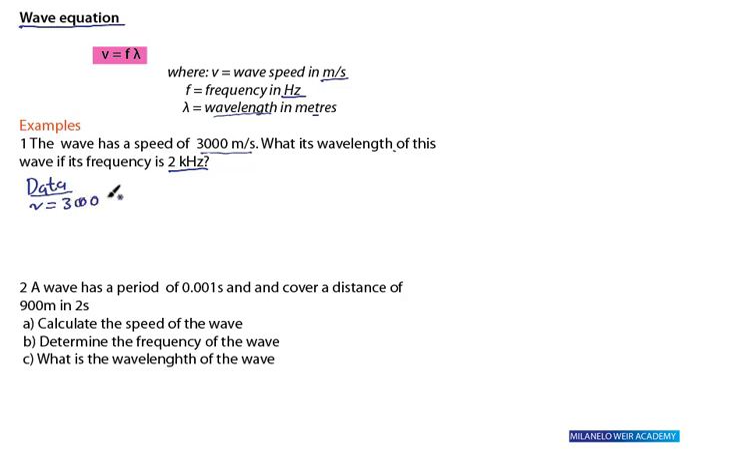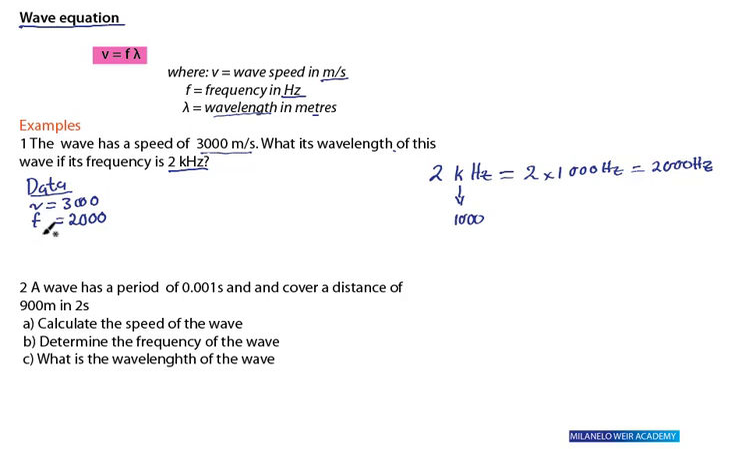is 3000 meters per second, right? Then we have the frequency, which is 2 kilohertz. Right, so kilo means what? 1000. Okay, so this is equal to 2 times 1000 hertz, which is 2000 hertz.